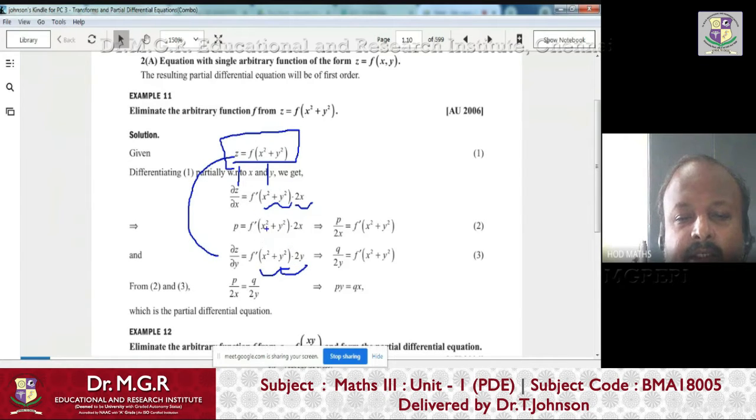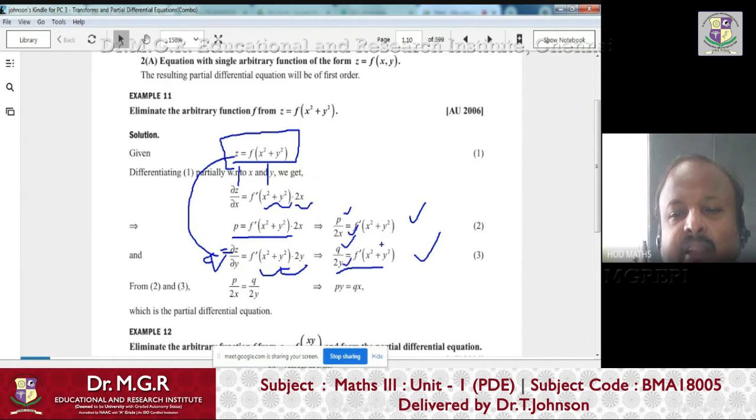So you have two relations. One is p equals f dash times 2x, and another one, q, equals f dash times 2y. We have these two equations. So here 2x, here 2y. As I told already, wherever p is there, it is replaced by q, wherever x is there, it is replaced by y, and the common things stay as they are.